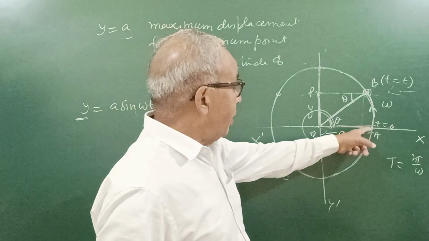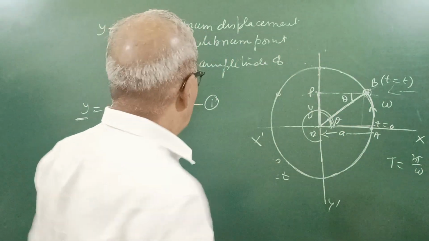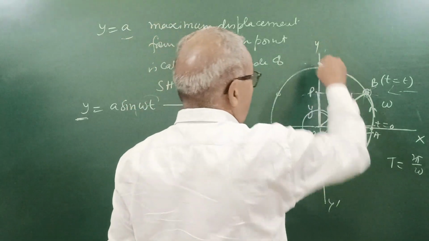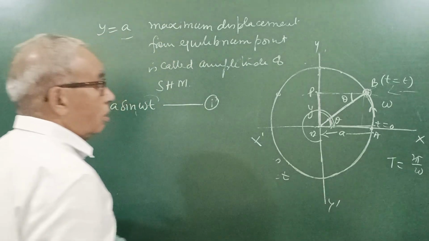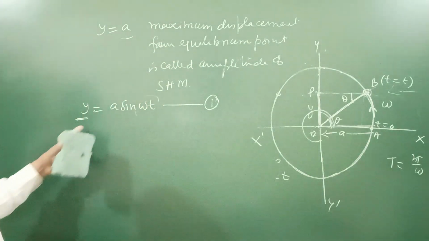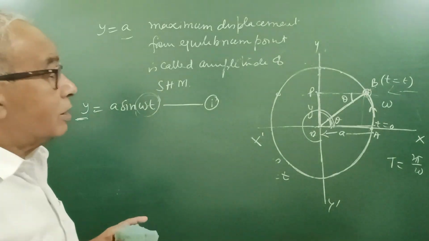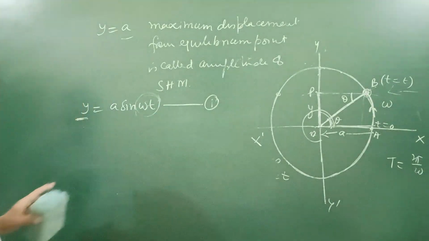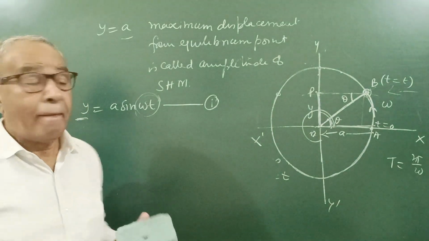Direction depends on omega t. If omega t varies from 0 to 180, direction is positive along the position direction. Now, if omega t is 180 to 360, y will be minus. So this omega t determines the direction of displacement. तो इसलिए हम arrow नहीं लगाते क्योंकि displacement vector है.